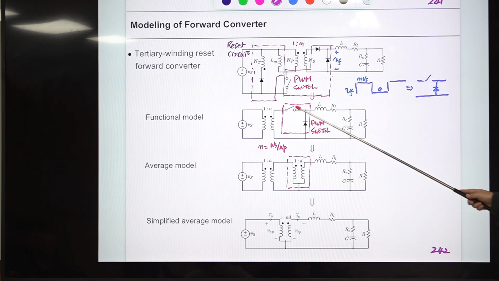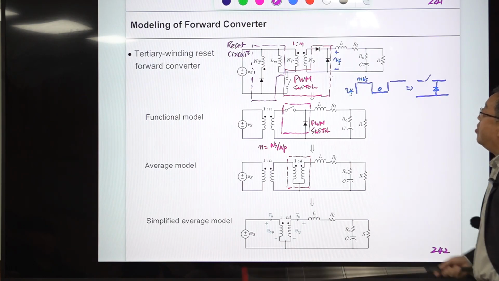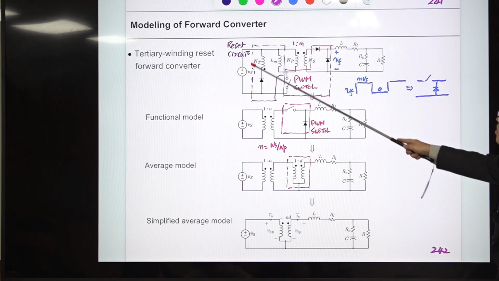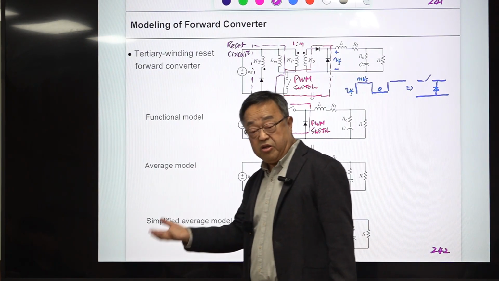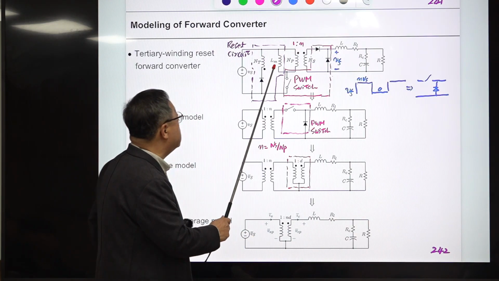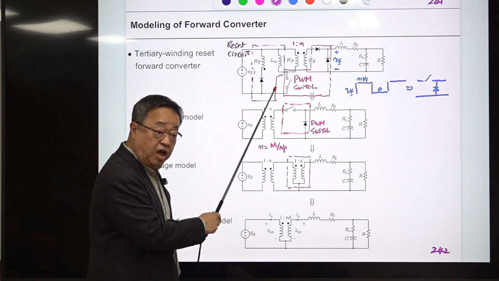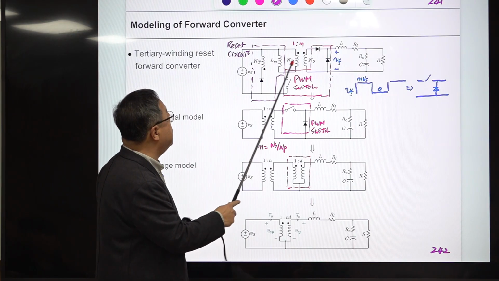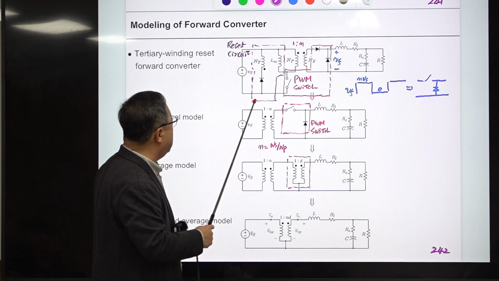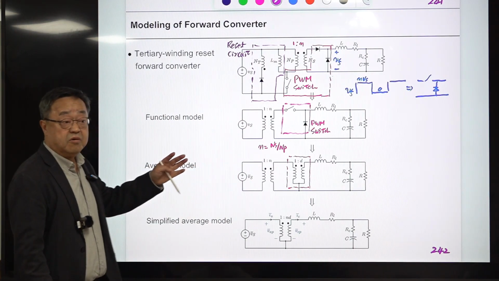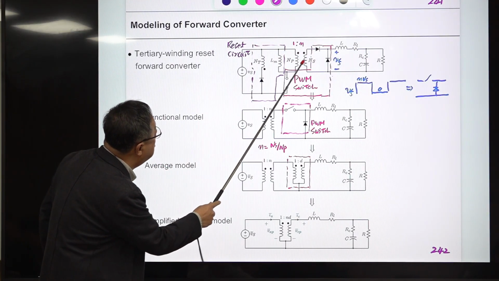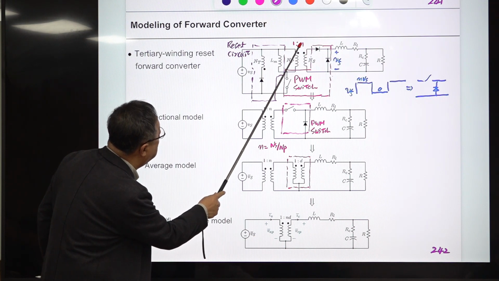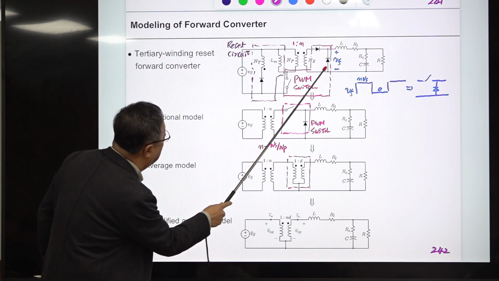So this is called the tertiary winding reset for the converter. And this part is called the reset circuit. It only involves resetting the transformer. So it can be ignored. It does not interfere with the dynamics of this converter, so it can be removed, omitted. And there's a transformer, a 1 to N transformer, and there are a switch and two diodes.